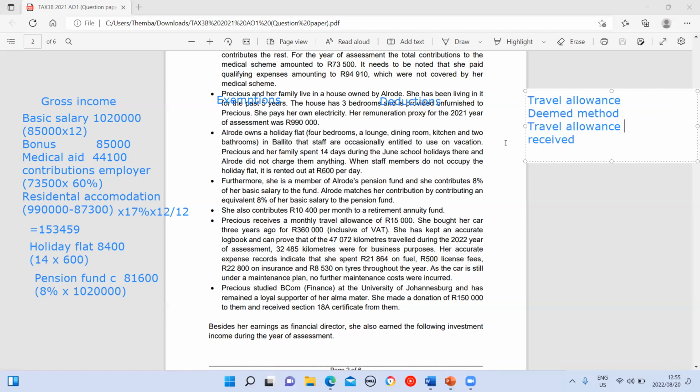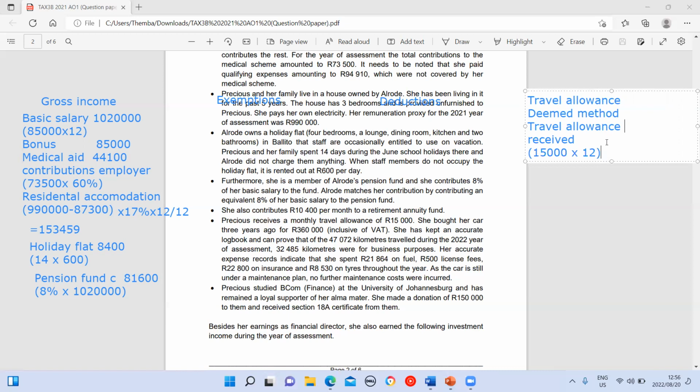So what will be our terminal allowance received? It will be our one, what is it? 15,000, right? Yes, it's 15,000 times 12, shift bracket, and it'll give us an amount of what? 180,000.